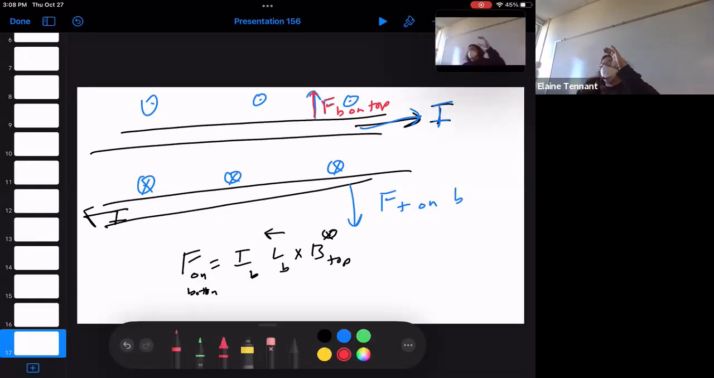Which is like trying to put two north sides of magnets together. They don't want to go together, so they'll push apart. So these currents, it really is beneficial to think about them as magnets, because they'll come together if you line them up. They'll push apart when you unalign them. They make the magnetic fields just like they would otherwise.